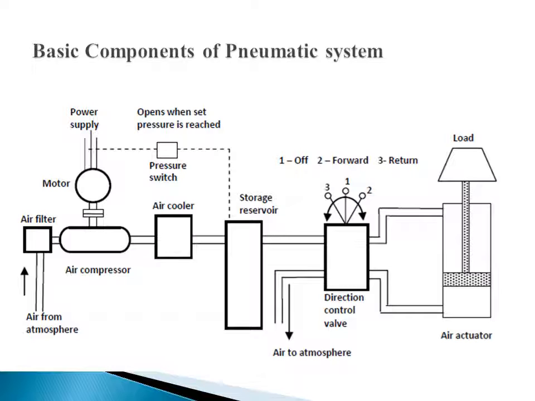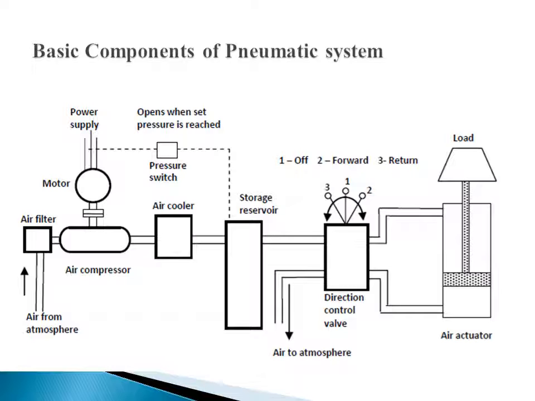Okay, similarly we can see this diagram, which is very important to understand how a pneumatic system works and what the basic components involved in the pneumatic system are. As I told you in the last discussion, the air is taken from the atmosphere, filtered, and goes to the compressor, and the compressor will compress the air. This compressor is running with the help of the power supply or with the help of a motor.